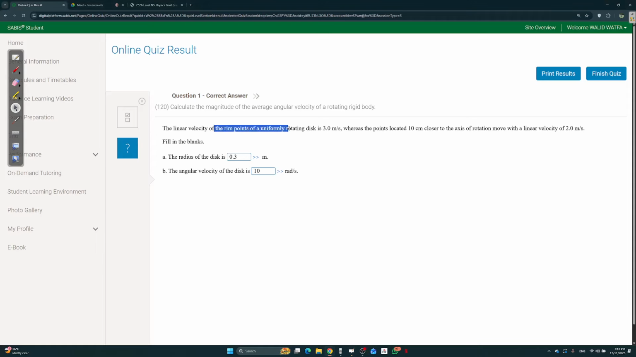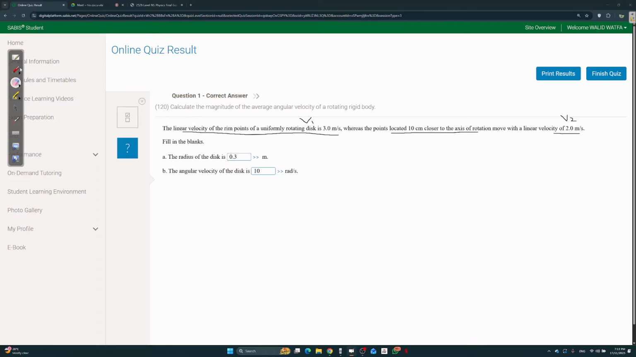Over here, the linear velocity of the rim points of a uniformly rotating disk is 3 meters per second. They gave me linear velocity, so they gave me V. Whereas the points located 10 centimeters closer to the axis of rotation have a linear velocity of 2. So this is V2, and this is V1. What is the radius of the disk? This question will come pretty much copy paste, but it's just going to change the numbers.